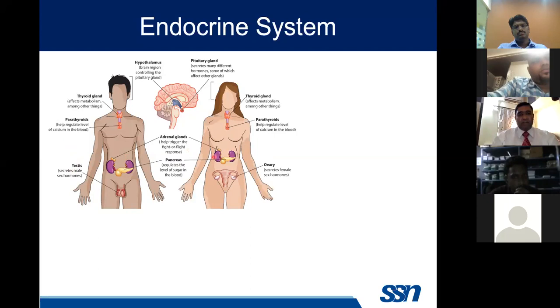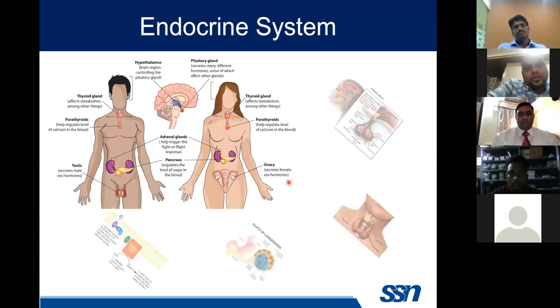Adrenal glands and pancreas; adrenal glands trigger the autonomic responses. Then the pituitary gland is a controlling gland. Hypothalamus and pituitary are the master glands which control all other glands. And ovaries, again, secrete female hormones.